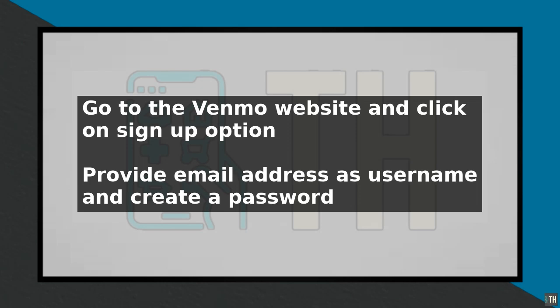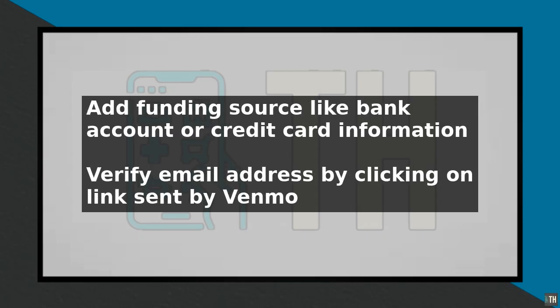You will then be taken to a page where you can add a funding source, such as a bank account or credit card. This will allow you to add money to your Venmo account and make payments.